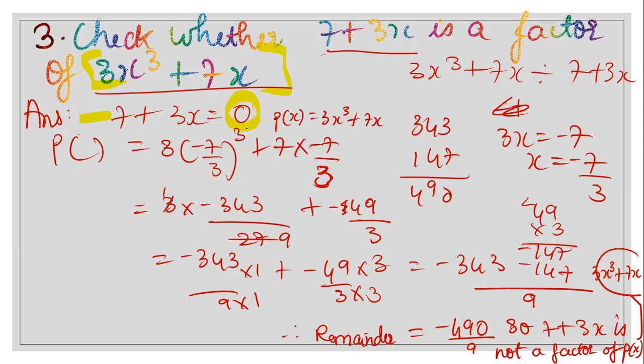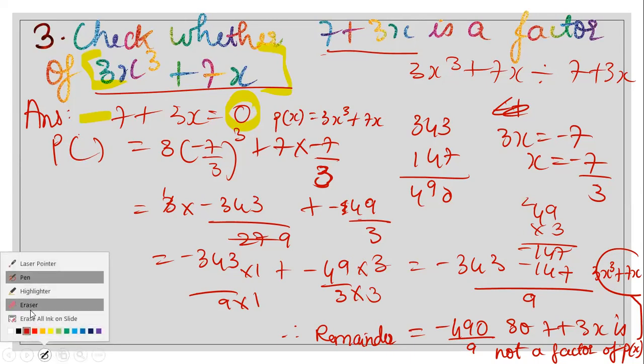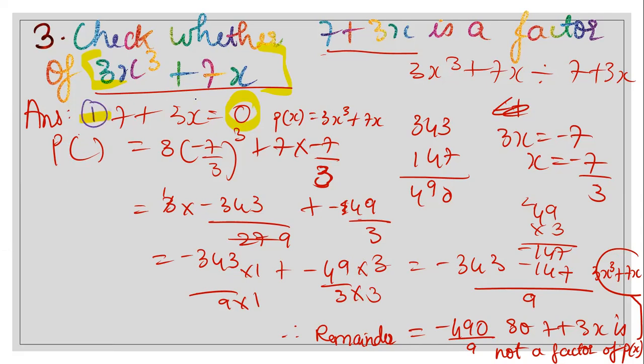Then what we got our x value as? I'm so sorry, it is all in a very big mess, but I will point out which is the first, second. Please forgive me. So this is the first one: 7 plus 3x is equal to 0. This is the second one: 3x is equal to minus 7, x is equal to minus 7 by 3. Then this is the third one: P of x is equal to 3x cube plus 7x.